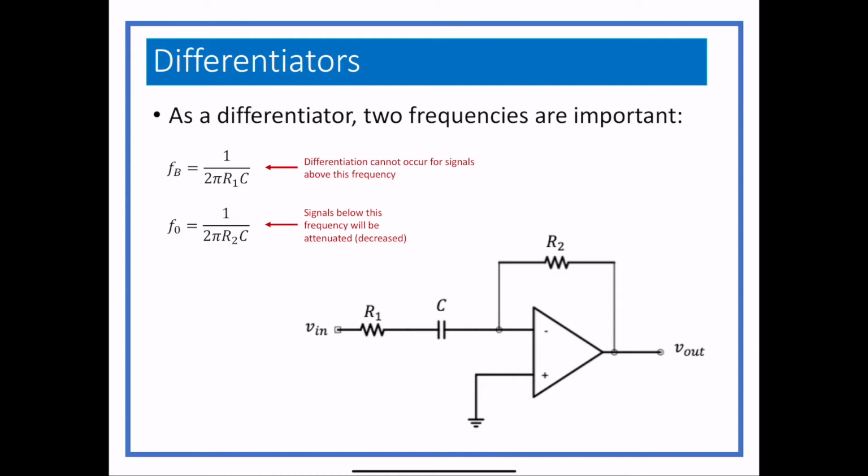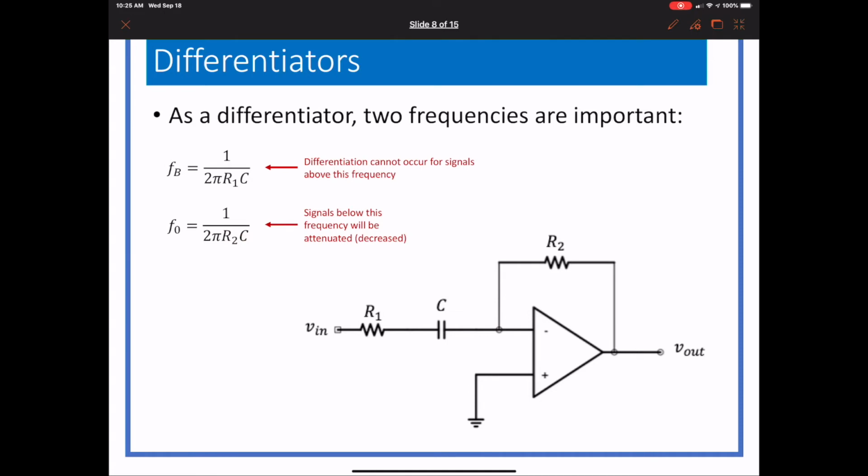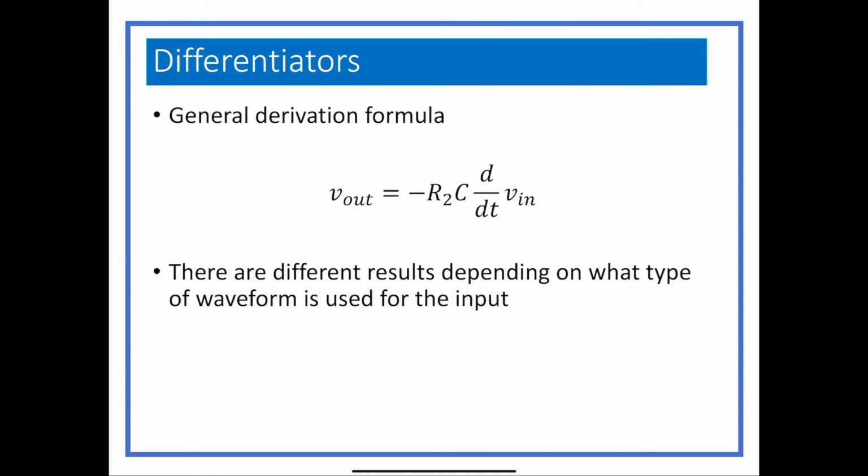So we have a general derivation formula if we were going to calculate the derivative of a signal going in, because pretty much any signal going in is some kind of function. We can use the same values that we did before, kind of. Remember, with integrators, we had minus 1 over R1C times the integral of the signal. And for differentiators, we have minus R2C times the derivative of the signal. That's the only difference, basically. And then you get different waveforms depending on what type of signal you use.